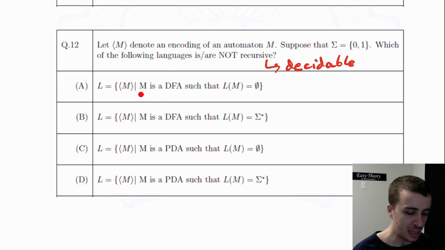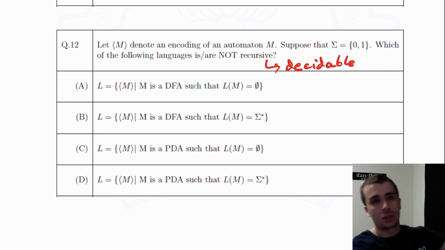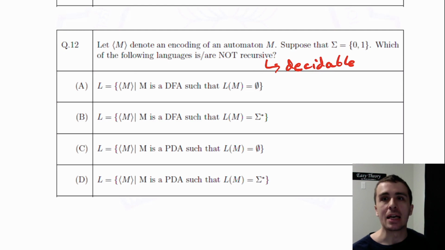So this one is saying we have M is a DFA such that the language is empty, and that is decidable because that's E sub DFA. We just search from the start state to see if we can get to a final state, and that is equivalent to that question.